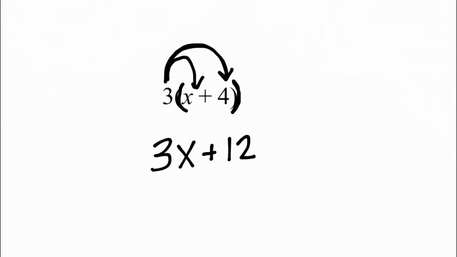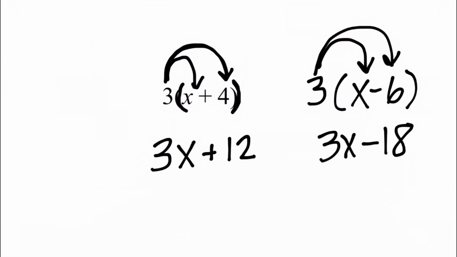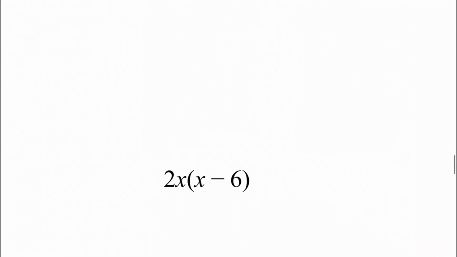Okay? So another example, if we were to have 3 times x minus 6, for example, it would be 3 times x is 3x. 3 times negative 6, negative 18. Okay? Now that I've done that for you, I want you to give this one a try. I'll give you some time.